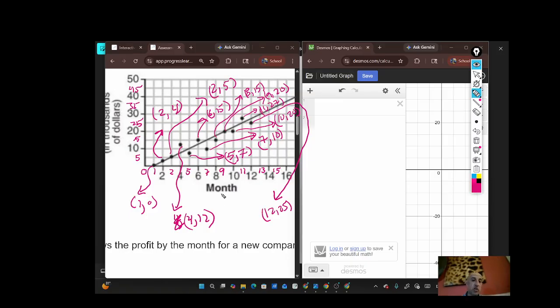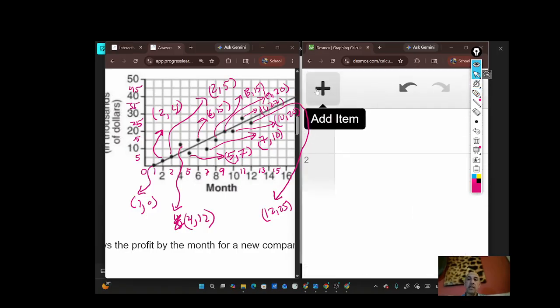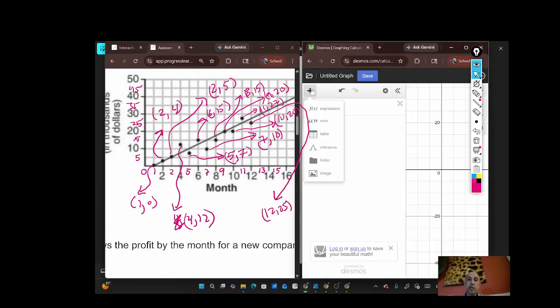Now, after we finish with the points, we need to use Desmos to find the answer. We can do this simply by adding an item here on the plus sign, then choosing the table. Then when we choose the table, we can enter the points one after another. So the first point is 1, 0. The x coordinate is 1, and the y coordinate is 0. Going to the second point, which is 2, 4.